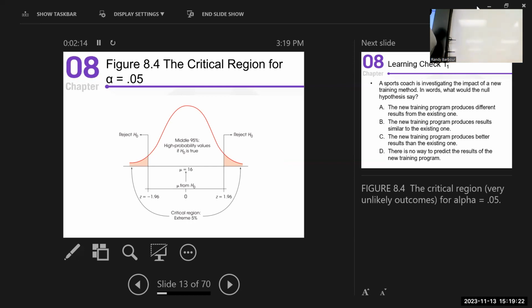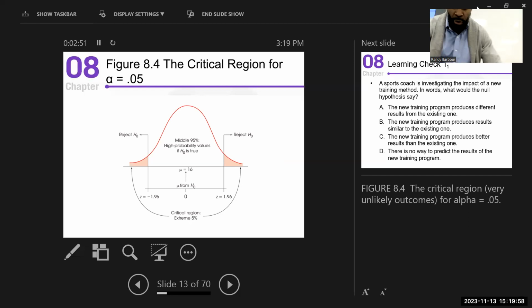If your statistic falls out into this region, it is typically different, right? So 1.96, negative 1.96, those are Z-scores for a 5% significance level.